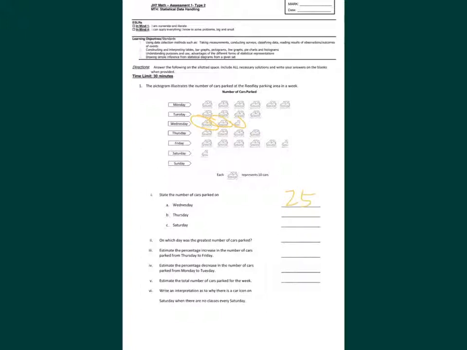For Thursday, we count the icons. We have 1, 2, 3, and 4. Since each icon represents 10 cars, that means we have 4 times 10 equals 40 cars. And on Saturday, we could see that we only have half of the icon. So if 10 is for one icon, half of it will be 5. So on Saturday, we only have 5 cars parked at the parking area. Okay, so that's very straightforward.